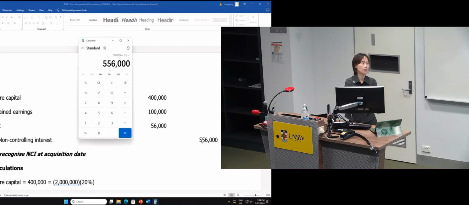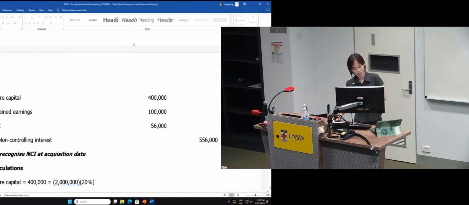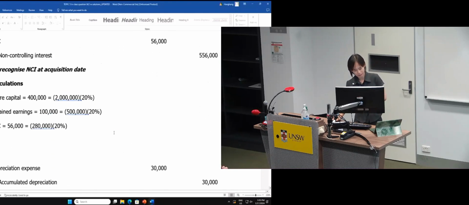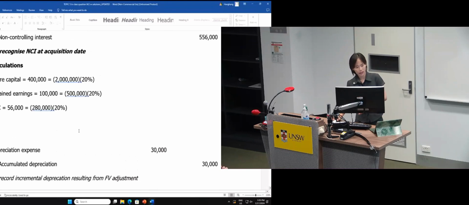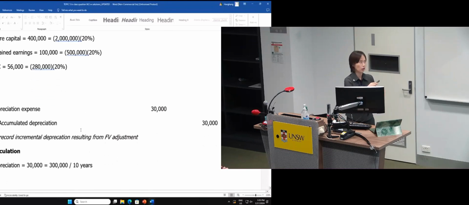Do we need step 2? No, we don't need step 2. Step 2 is from the acquisition date to the beginning of the current year, right? The acquisition date is the same day as the beginning of the current year because it's only 1 year since the acquisition. We don't need a step 2. Skip that, and then we can directly move on to step 3. So what is our step 3? Oh, we forgot depreciation, right? We are not recording all the RSC entries. We forgot this one. Now, don't forget the depreciation adjustment.